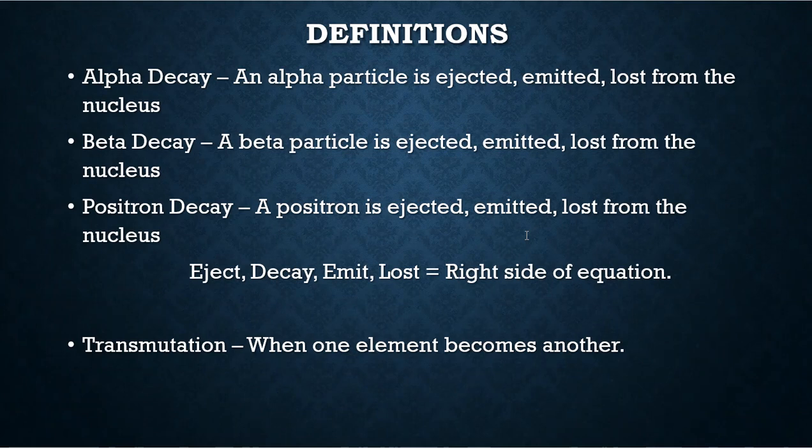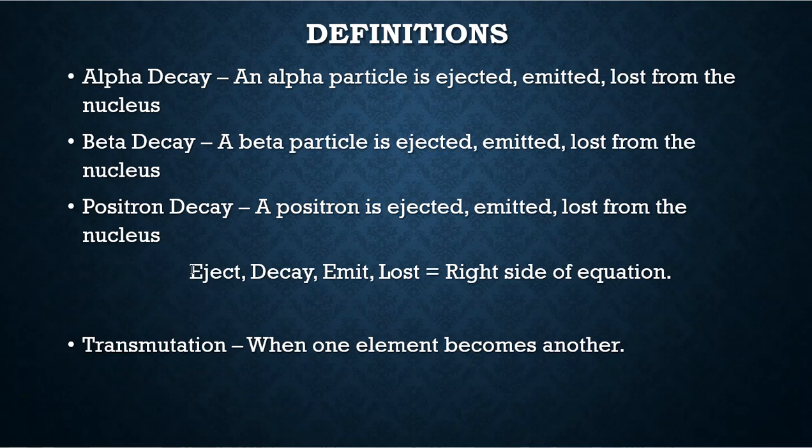So again, just basic definitions. If you have alpha decay, you're losing an alpha particle. If you have beta decay, you're losing a beta particle. And if you have positron emission, you're losing a positron. And remember, how does a beta particle form? The neutron splits into a proton and the beta particle. How does a positron form? The proton splits into a neutron and a positron.